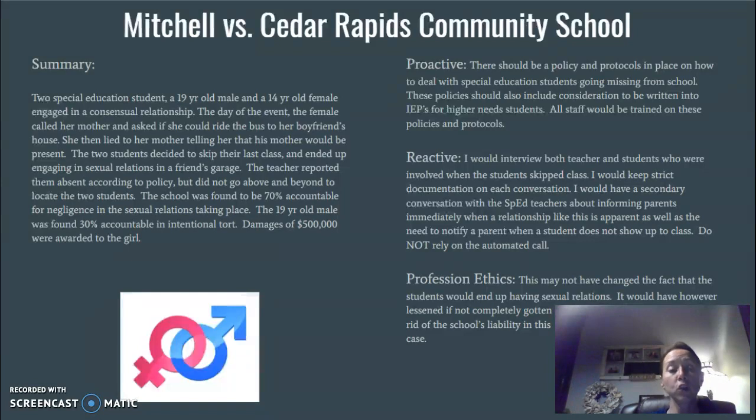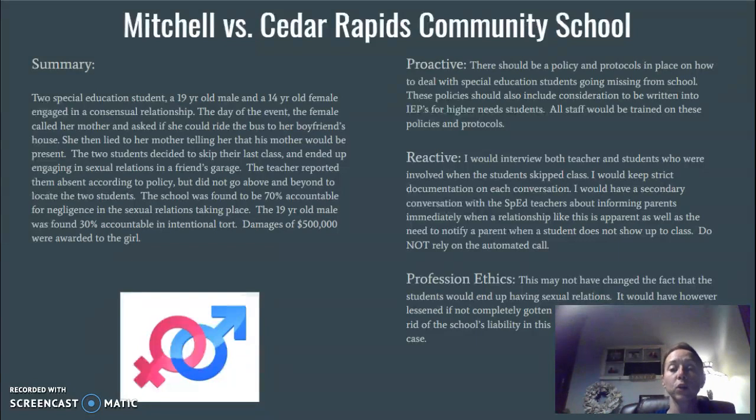The teacher reported the absence according to policy, but did not go above and beyond to locate the two students. And the school was found 70% accountable for negligence and the sexual relations taking place, while the 19-year-old male was found 30% accountable in intentional tort for sexual assault, and damages were awarded to her and her family in the amount of $500,000. I personally do not agree with those findings.